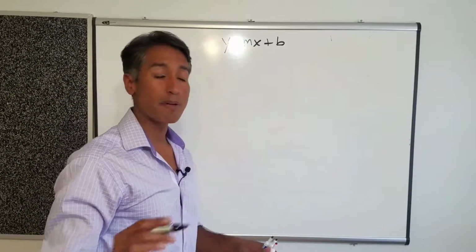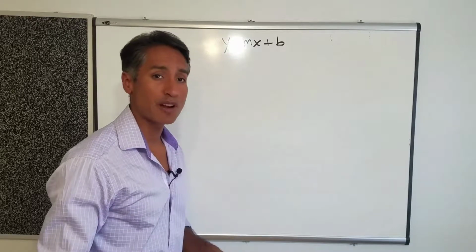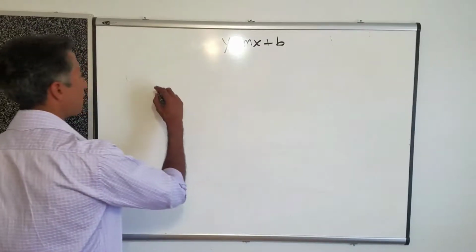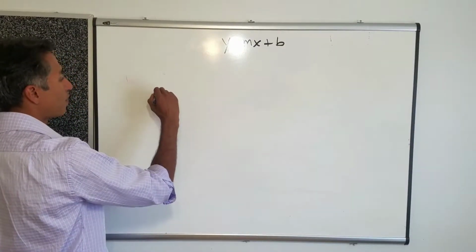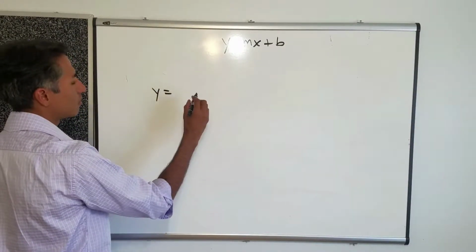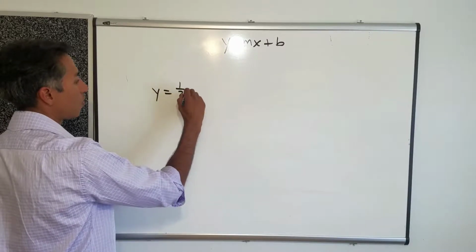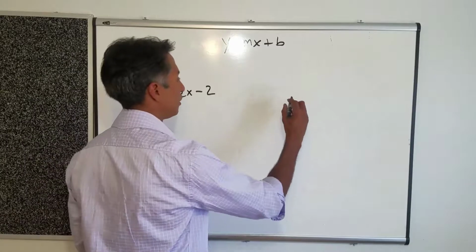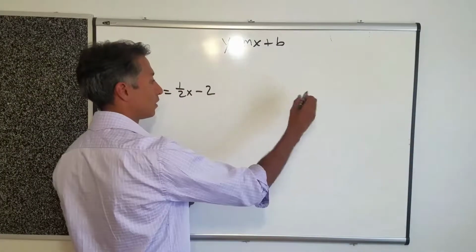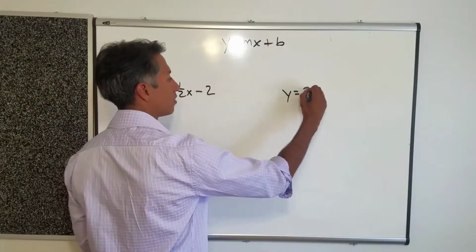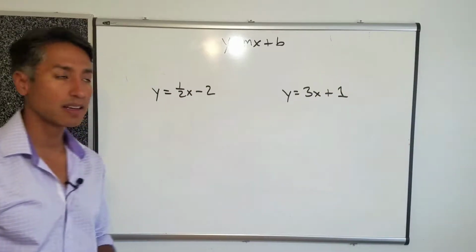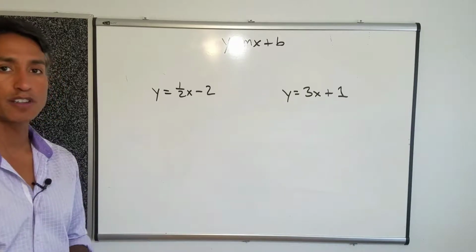If at this point you wanna pause the video, try them on your own, and then check and see if you got them right, that's probably a good thing to do. Let's do one that's kind of in the format already. Let's do y equals 1/2 x minus 2. And then let's do, how about one that has a whole number? Y equals 3x plus 1.